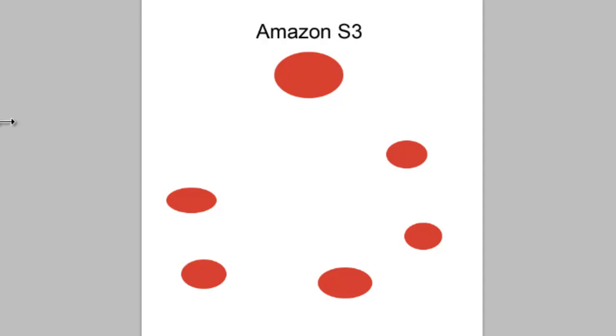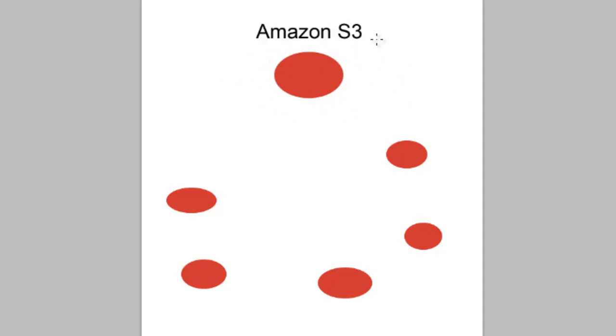Today we're going to take a look at how to use Amazon's S3 cloud storage to run a BitTorrent tracker and seeder. So first, maybe a little introduction of why you would want to use S3 as a BitTorrent tracker and seeder. So let's take a look at this diagram.